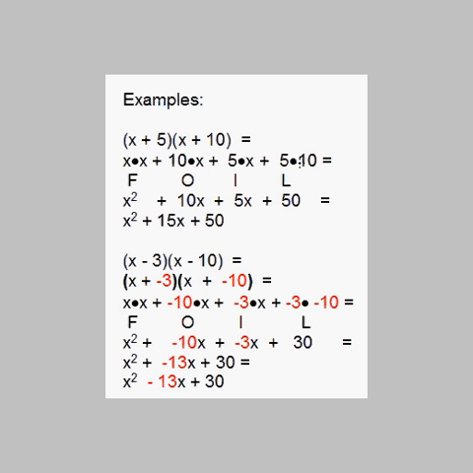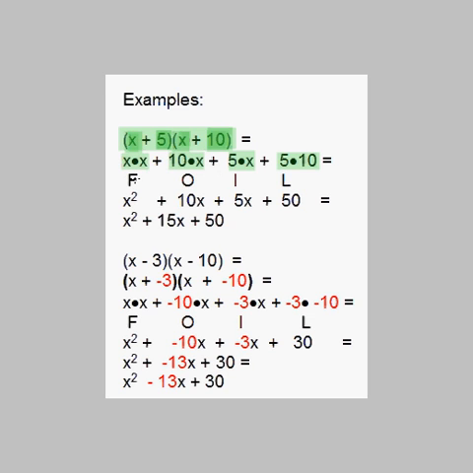Here we're going to use the FOIL method to multiply out a couple binomials. We're going to start out with x plus 5 times x plus 10. Using this FOIL approach, we look at the first terms, and the first terms of these two binomials are x and x. We multiply out the first terms, x times x. Then the outside terms are x times 10. So we have 10 times x, or x times 10. Then the inside terms are 5 times x. So we get 5 times x. And then finally the last terms of the two binomials are 5 and 10. So we have 5 times 10.